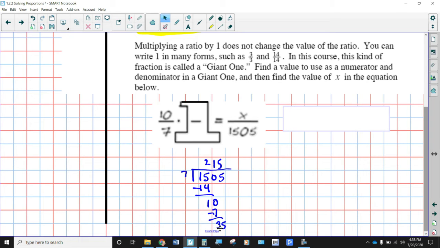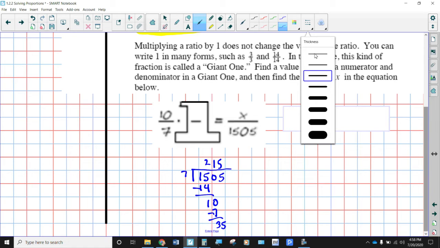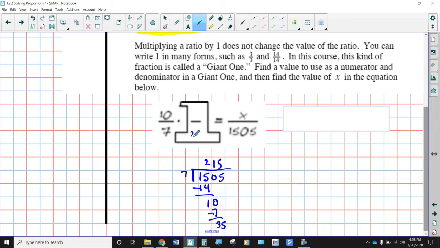That gives you 7. So you subtract, you get 3, bring down the next digit. How many times does 7 go into 35? That is 215 times. So that means that we've got ourselves a multiplier here, where we're going to multiply this times 215, and our giant 1 requires us to multiply the 10 times 215.